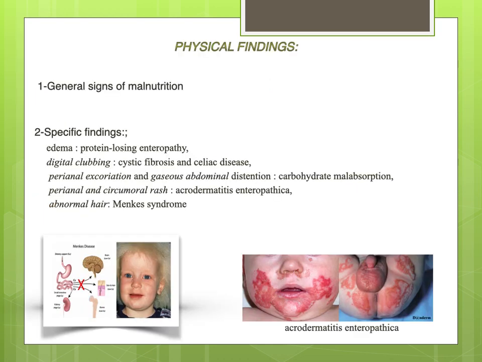After we take a detailed history, then we go on to the physical examination. In a patient with suspected malabsorption, we have to search firstly for general signs of malnutrition, and then we go on to specific findings that can lead us to a particular diagnosis. If the patient develops edema, this may result from protein-losing enteropathy. If the patient has digital clubbing, we usually think of cystic fibrosis or celiac disease. The presence of perianal and circumoral rash makes a diagnosis of acrodermatitis enteropathica highly suggestive.